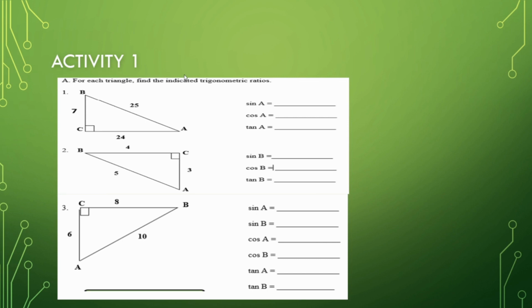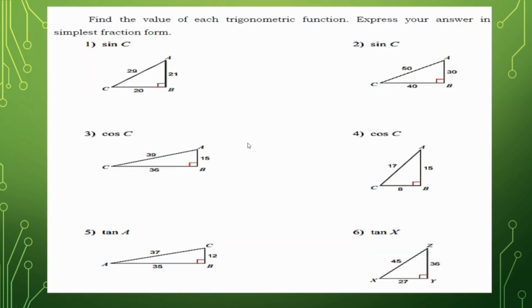This one is activity number 1. Kindly express your answer in lowest term. This is the second part of activity 1. Kindly show your answer, then box your final answer.